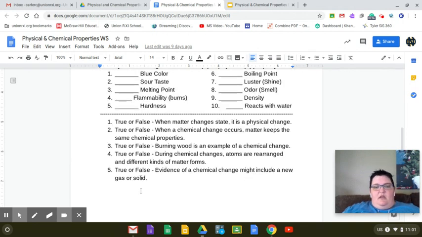Then for the last 5 here, you're going to say true or false to each of them, as far as what happens in a physical change, chemical changes, or physical properties, chemical properties. This is going to lead into our discussion for Thursday from Miss Mills, about what happens when something changes physically and what happens when something changes chemically. So you're just taking those properties and taking them the next step.